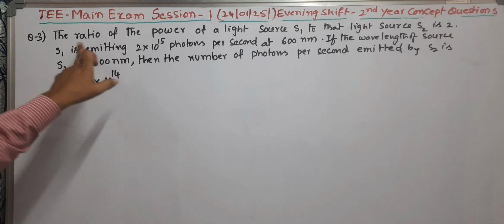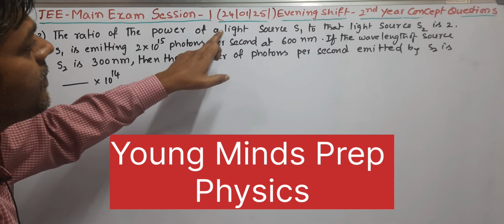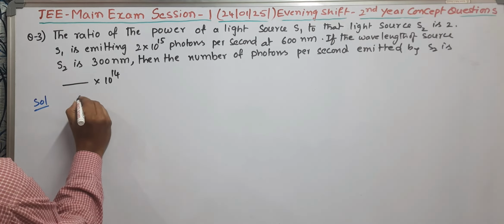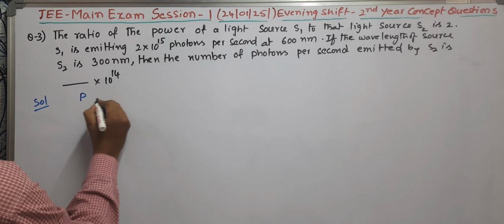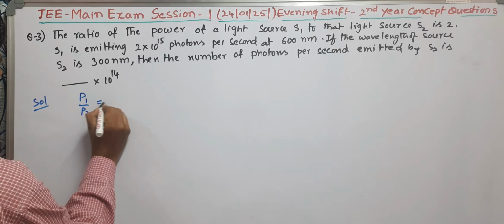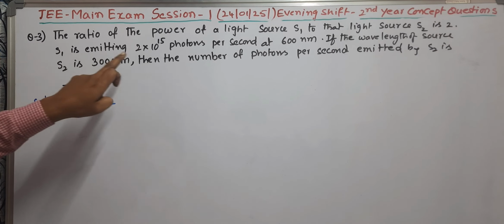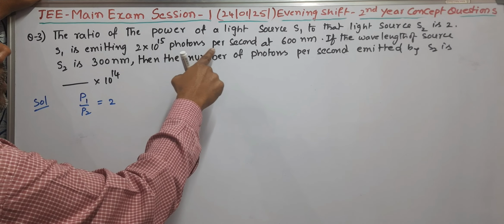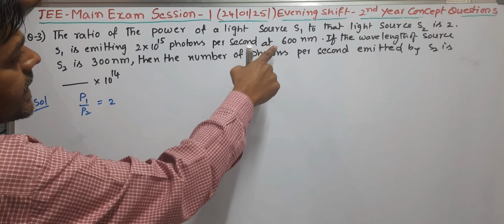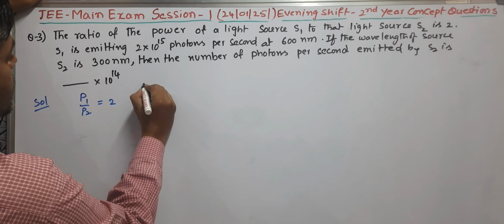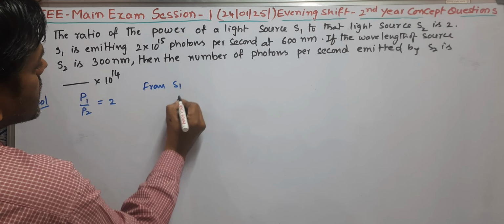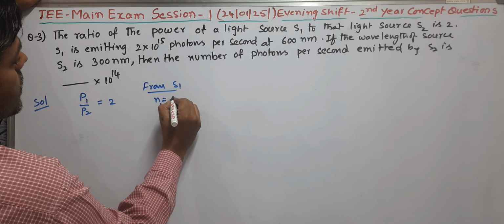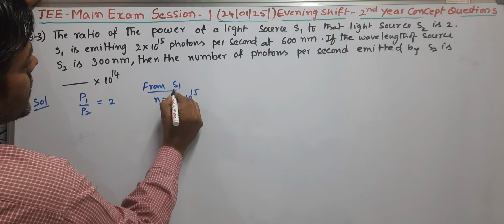The third question: the ratio of the power of light source S1 to that of light source S2 is 2. That means P1 by P2 is equal to 2, which is given. S1 emits 2 into 10 power 15 photons per second at 600 nanometer. So from source S1, the number of photons emitted N1 is 2 into 10 power 15.